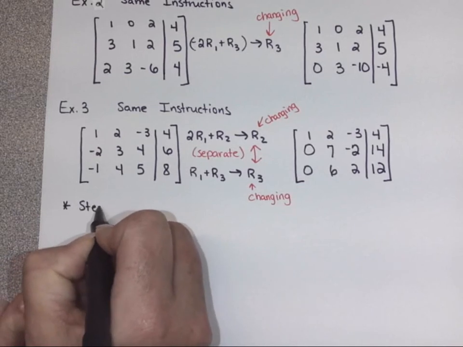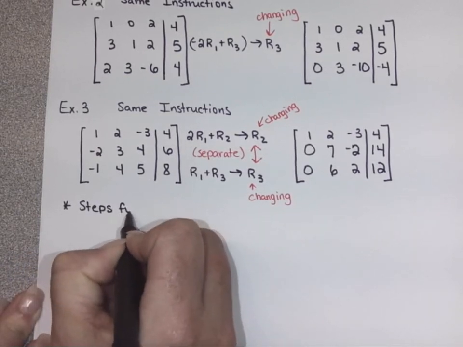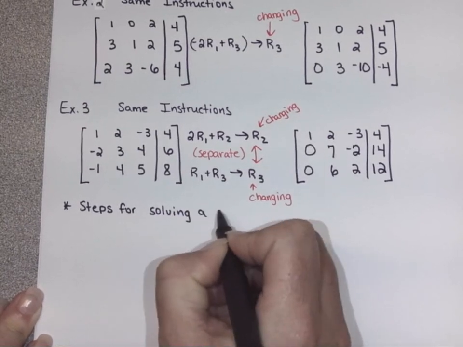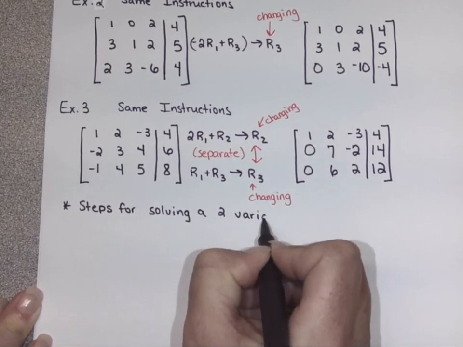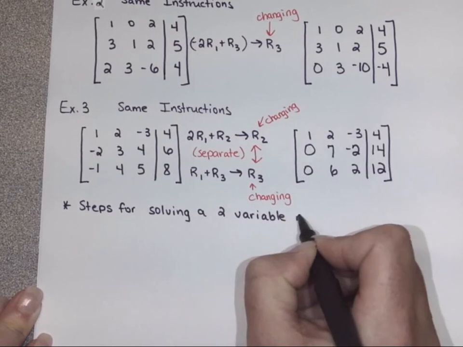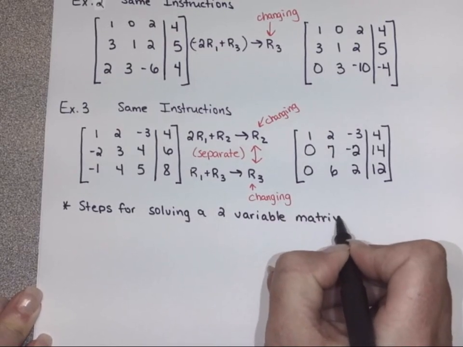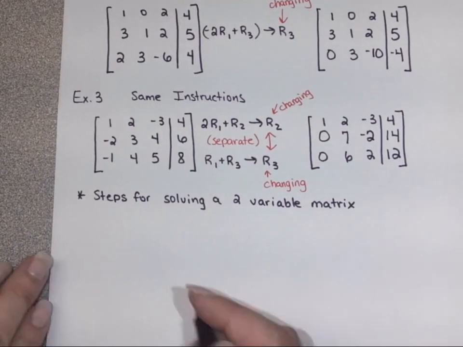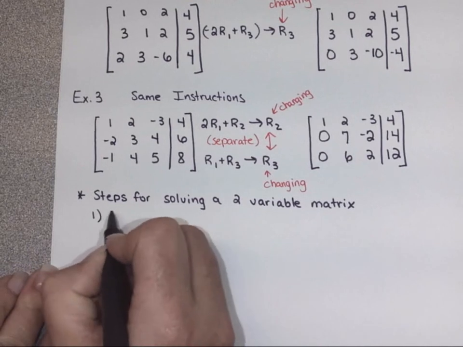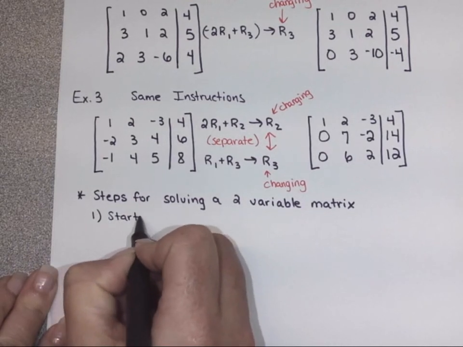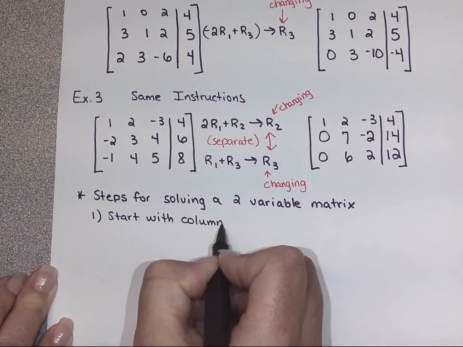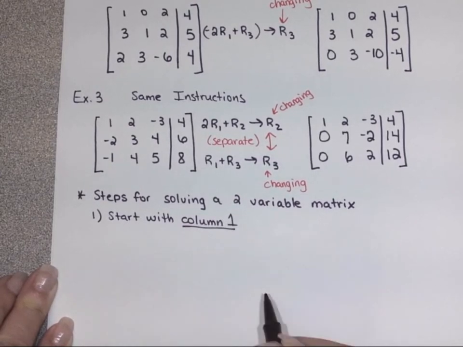So let's write out some steps. We're going to start with 2 variable systems where you have to decide what needs to be changed. And I promise if you do it in this order, it will work every time as long as it's solvable. In other words, I want you to do it in some sort of organized fashion. So we're going to start with column 1. Notice I didn't say row 1, I said column 1.